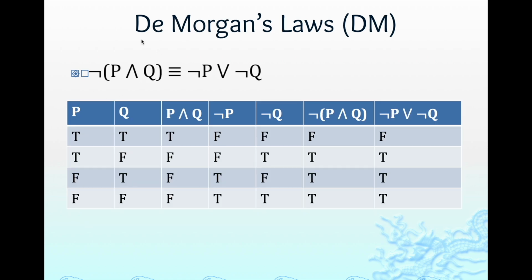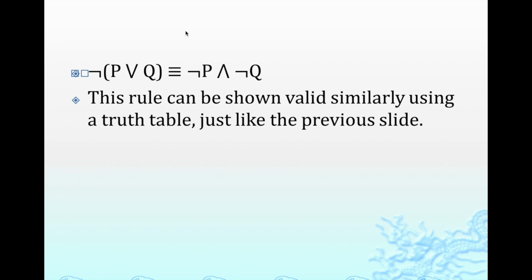Now let's talk about De Morgan's laws. When the conjunction of P and Q is false, then you will know that at least one of them is false. So we can show it here. If the disjunction of P or Q is false, then you know that both of the statements are false. This rule can be shown very similarly using a truth table, just like the previous slide.